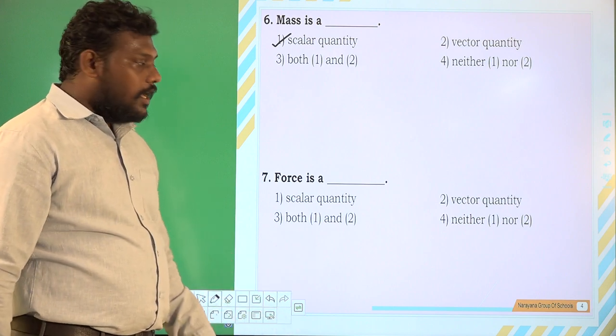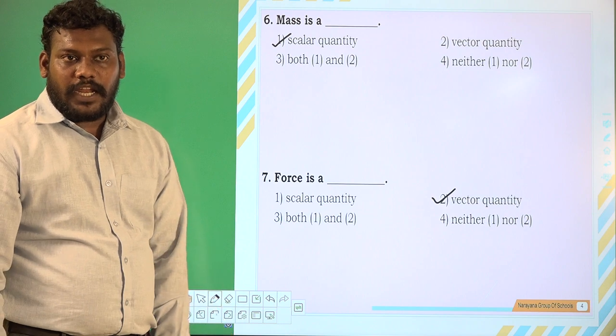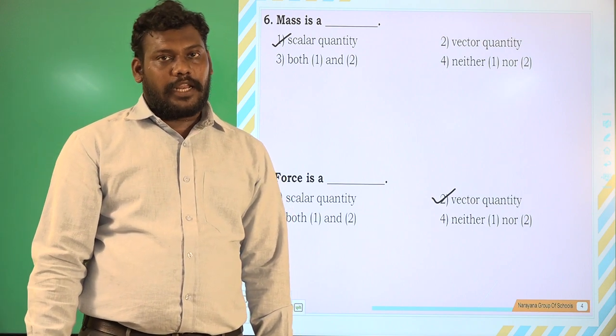Force is a vector quantity. Why? Because for describing the force we need magnitude along with the direction also, right?